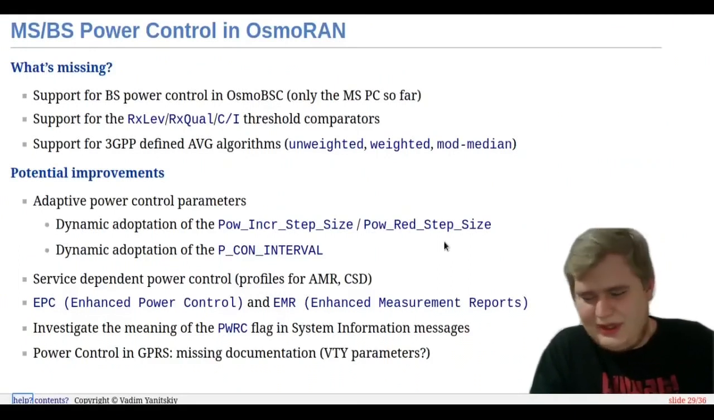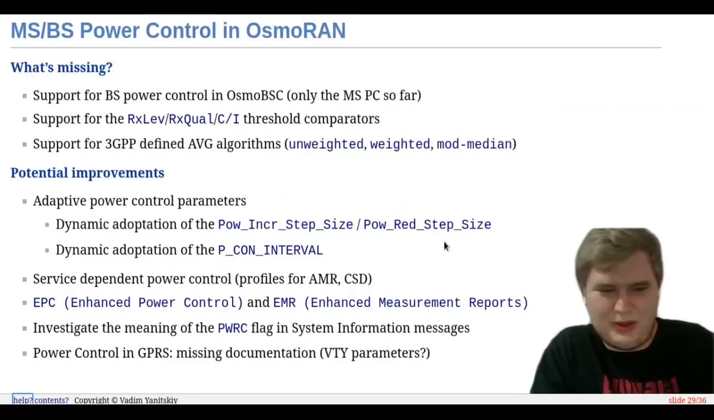But there is also another interesting topic, that's service-dependent power control. Like with AMR, one of the key benefits of using AMR is that it's robust against interference, sometimes even more robust than signaling in GSM. So for AMR, it might make sense to have a different profile of power control, a different set of power control parameters, maybe for CSD, circuit switched data, also.